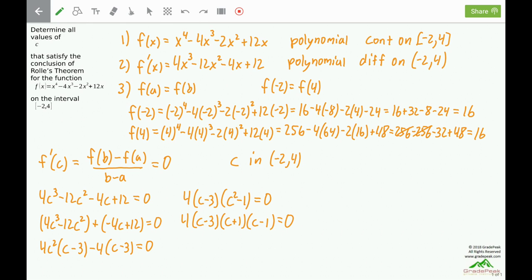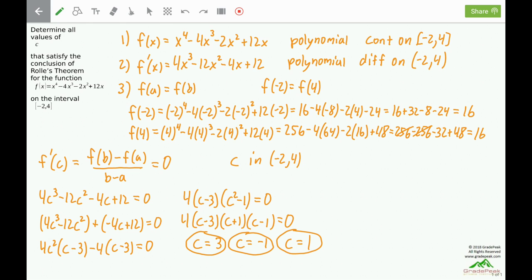Each of these can equal 0, so we have c values of 3, negative 1, and positive 1. We want to see which ones of these fall in this interval. We're guaranteed at least one will, perhaps more. Well, 3 is in that interval. It's less than 4, definitely bigger than negative 2. Negative 1 is in the interval because it's greater than negative 2. 1 is in the interval because it's between negative 2 and 4. It looks like all three of these are kept.